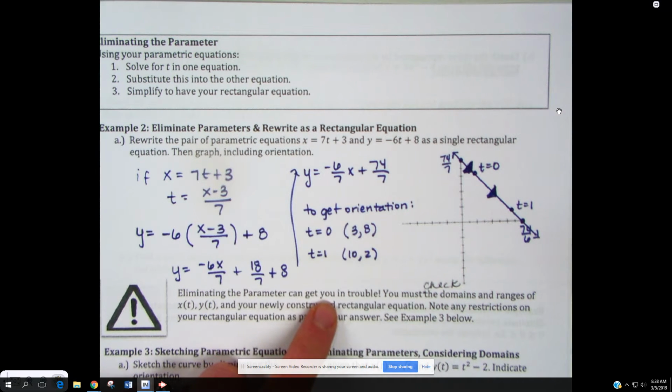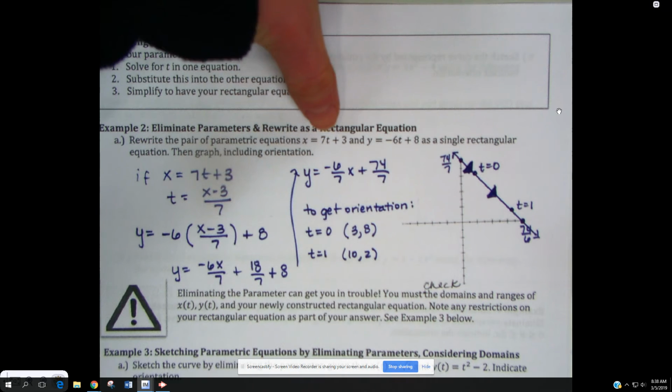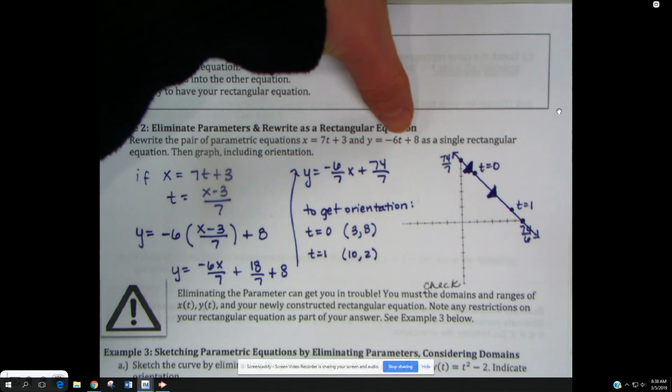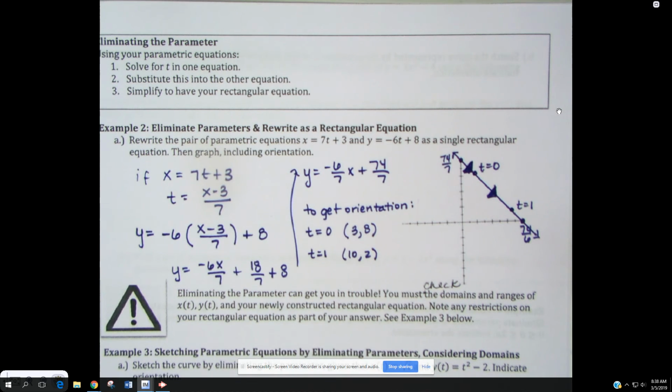Limiting the parameter can get you in trouble, so you need to be a little bit careful. You've got to think about your domains and your ranges for x and t, and we'll come back to that in a few minutes with one of the later examples. Here, right, I won't have any issues because the domain and range of this are all real numbers. They're both linear functions, so there are no t's that I can't select. There are no y's that I won't be able to come up with or x's that I won't be able to come with. But we'll come back to that in a few minutes.